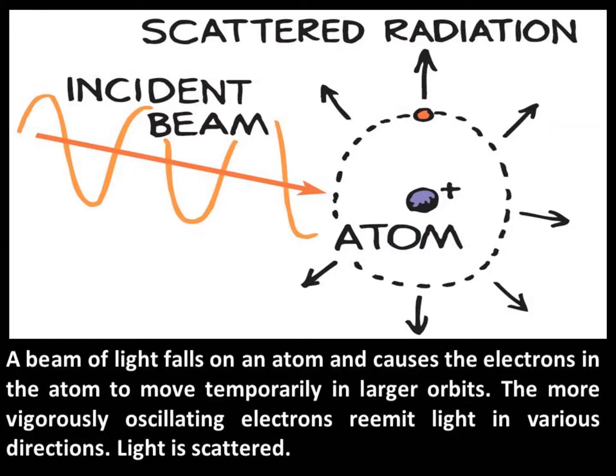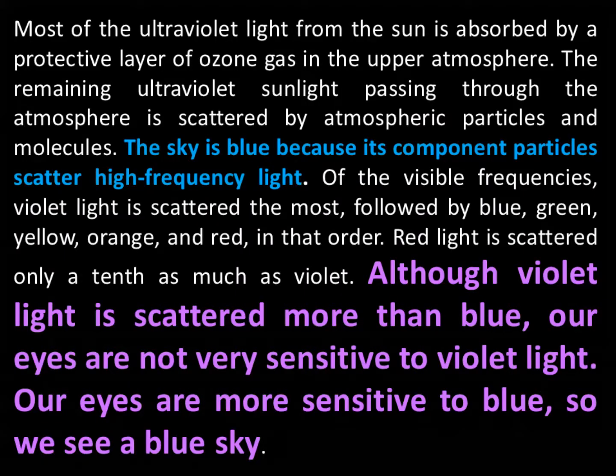A beam of light falls on an atom and causes the electrons in the atom to move temporarily in larger orbits. The more vigorously oscillating electrons re-emit light in various directions. Light is scattered. It's going to be important when we talk about why the sky is blue.